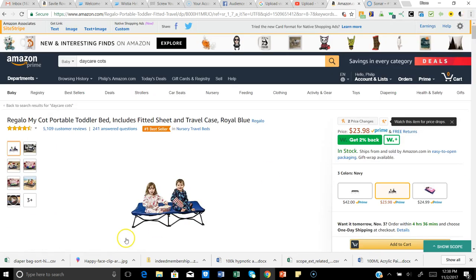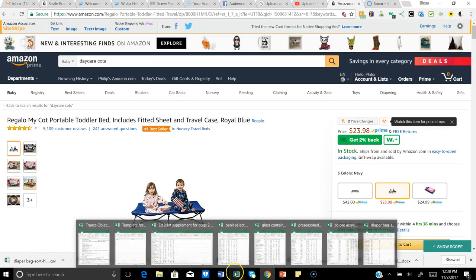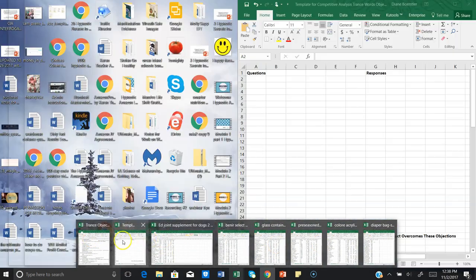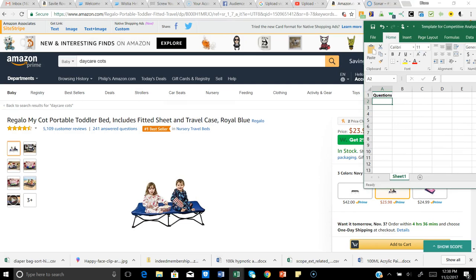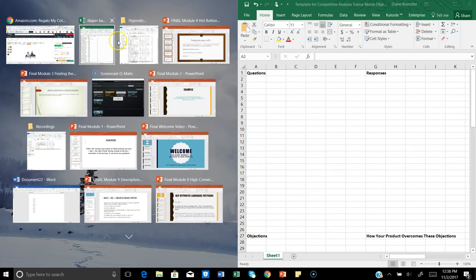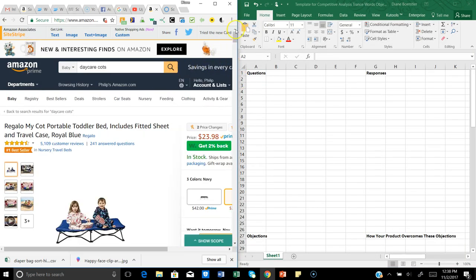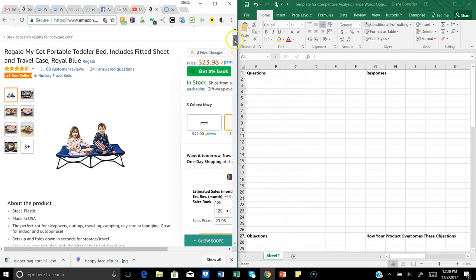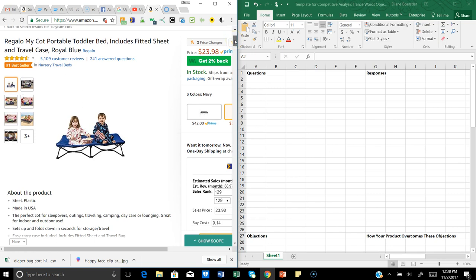Okay, so let's see here. First thing we're going to do is open this back up again, make sure that it's in side by side. Here we go. And again, you can go to outside blogs and forums and find this out as well. And look for forums and blogs that solve the problem, or look for pages and groups on Facebook that solve the same problem your product solves. So this is Regalo, right?